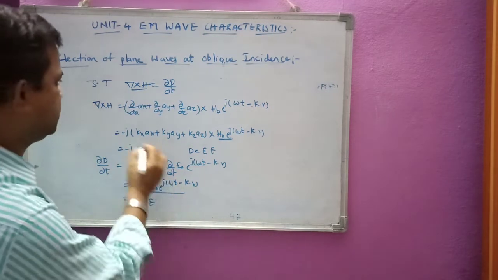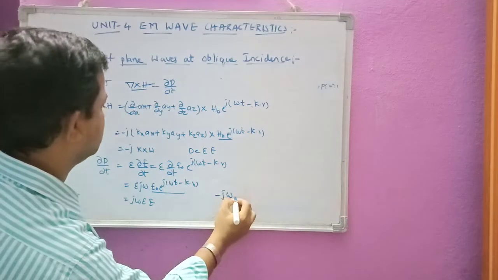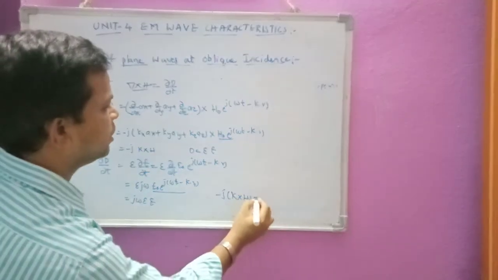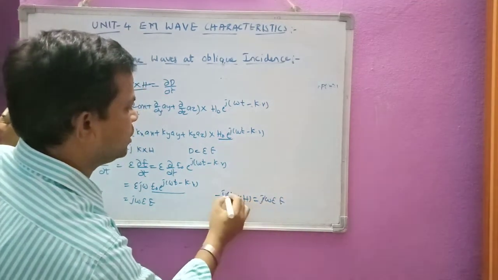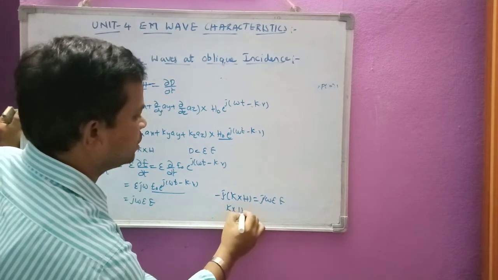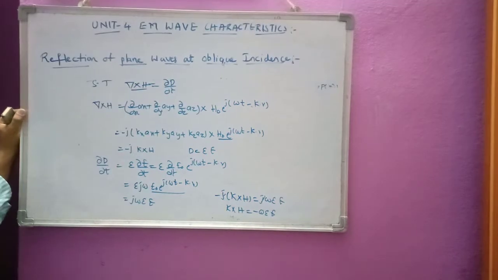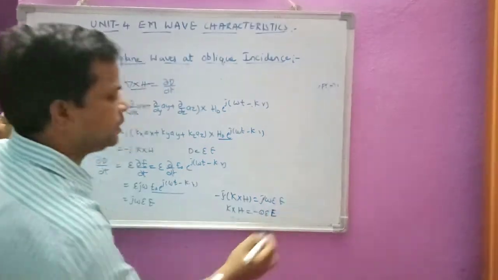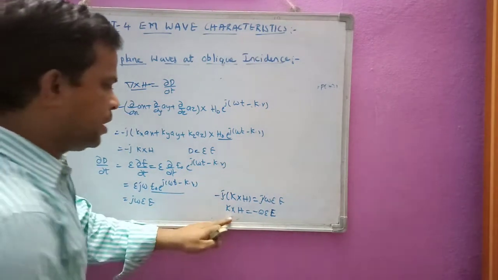So LHS, del cross H, is actually equal to what we got, minus j k cross H, and that will be equivalent to jωεE. If I cancel this j, I can write here k cross H is equal to minus ωεE. So that is what we have to show here, k cross H is equal to minus ωεE.